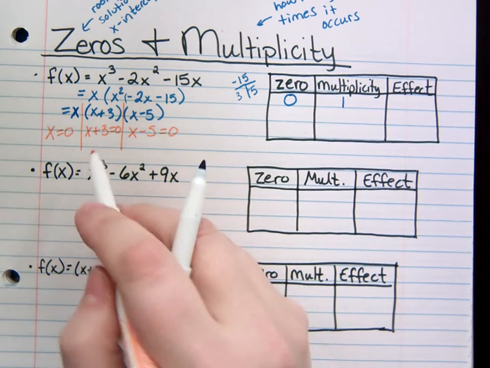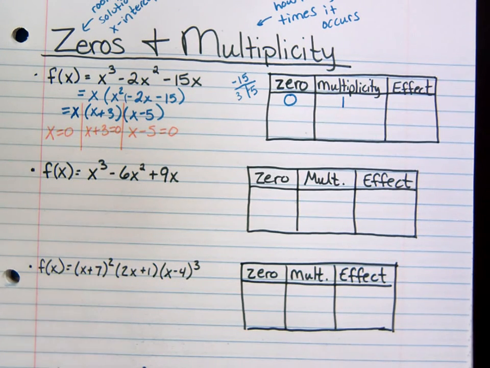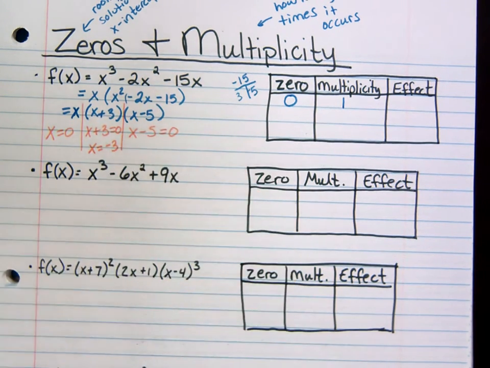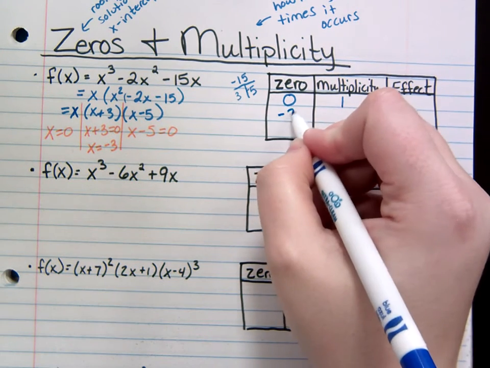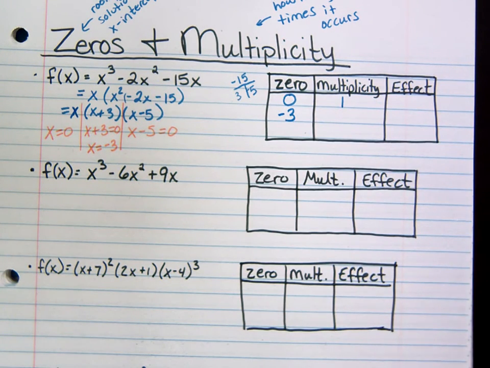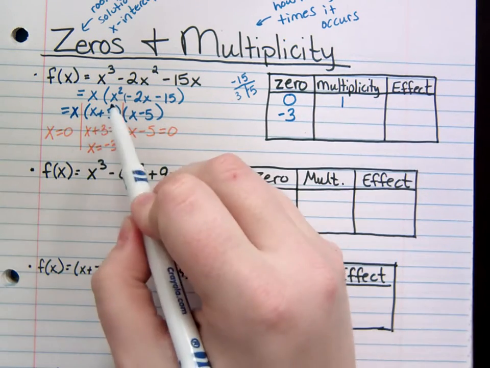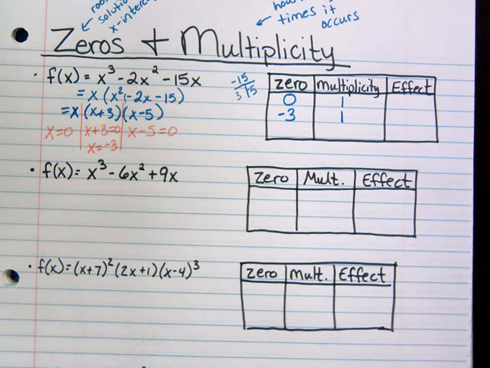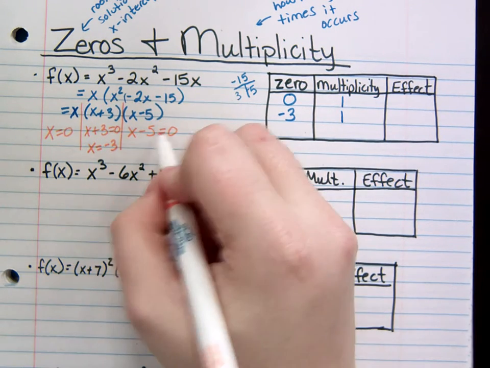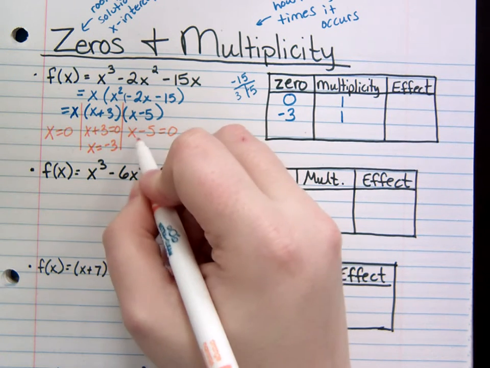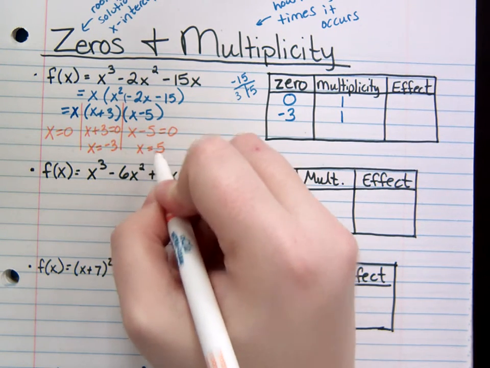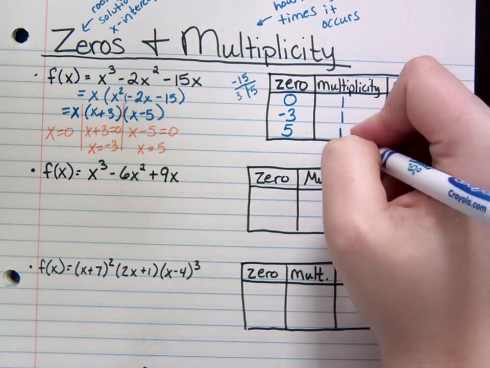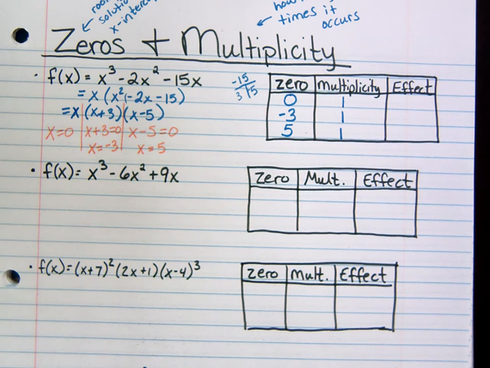For x plus 3, set that equal to 0 and then solve for x. I subtract 3 from both sides to get x equals negative 3, which means negative 3 is another zero of the polynomial. And just like with the x, x plus 3 only occurs once, so multiplicity is 1. Then we have x minus 5 set equal to 0. I add 5 to both sides to get x equals 5. So my third zero in this one is 5. Multiplicity is 1. Now these all have the same multiplicity.